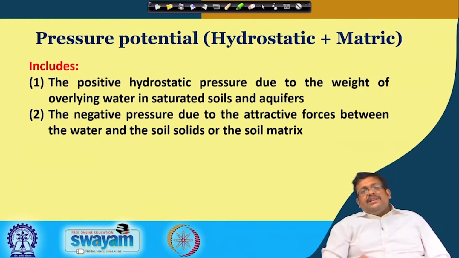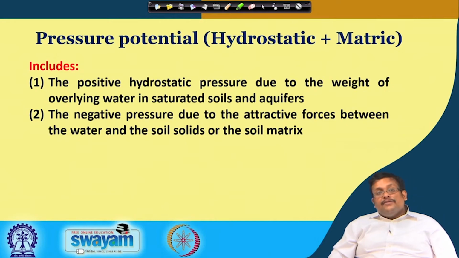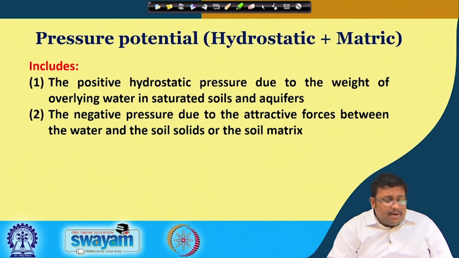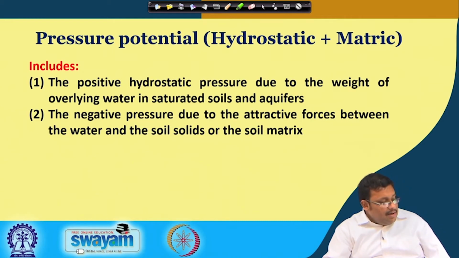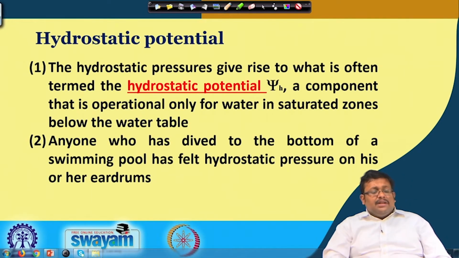The second one is called pressure potential. Remember that the pressure potential is basically the combination of both hydrostatic and matric potential. It includes the positive hydrostatic pressure due to the weight of overlying water in saturated soil and aquifers. We will discuss that later on, and the negative pressure due to the attractive forces between the water and the soil solids of the soil matrix. So, as the definition says, the first one shows the hydrostatic potential, and the second one shows the matric potential due to the soil matrix. Now, let us start with the hydrostatic potential.